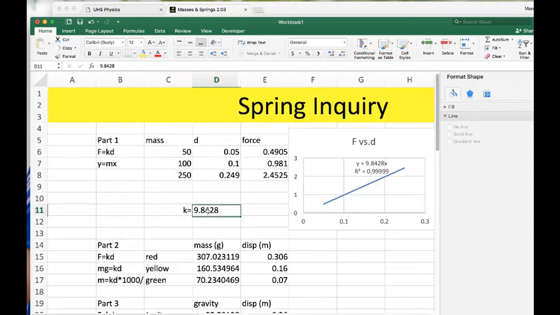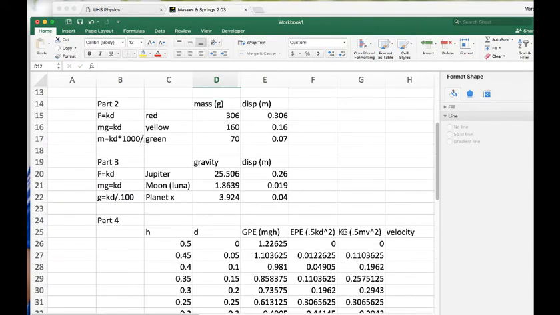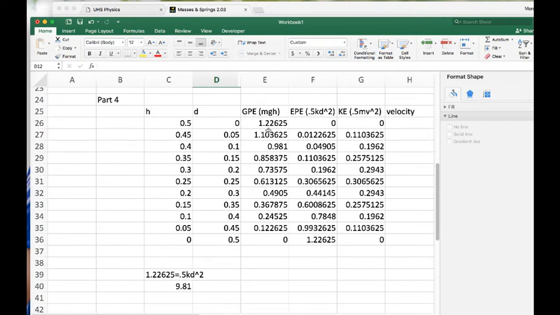So if I come up here and change that to 9.81, that'll actually change my masses, 306, 160, 70, and it'll make this work out. So I have total gravitational potential energy up here. That's how much elastic potential energy I have at the bottom. So it swings between this, and the kinetic energy goes up and then back down to 0.